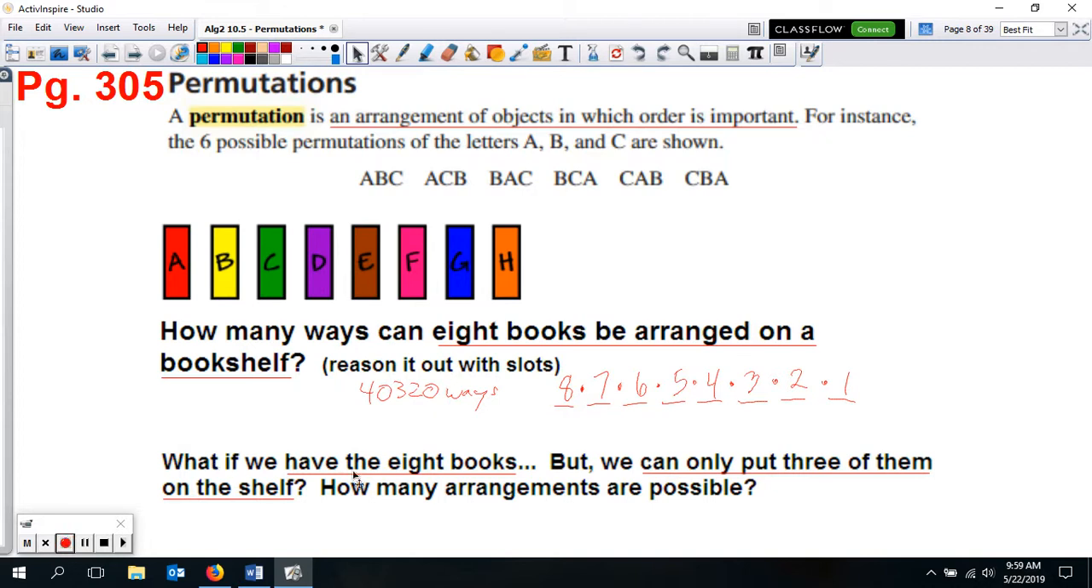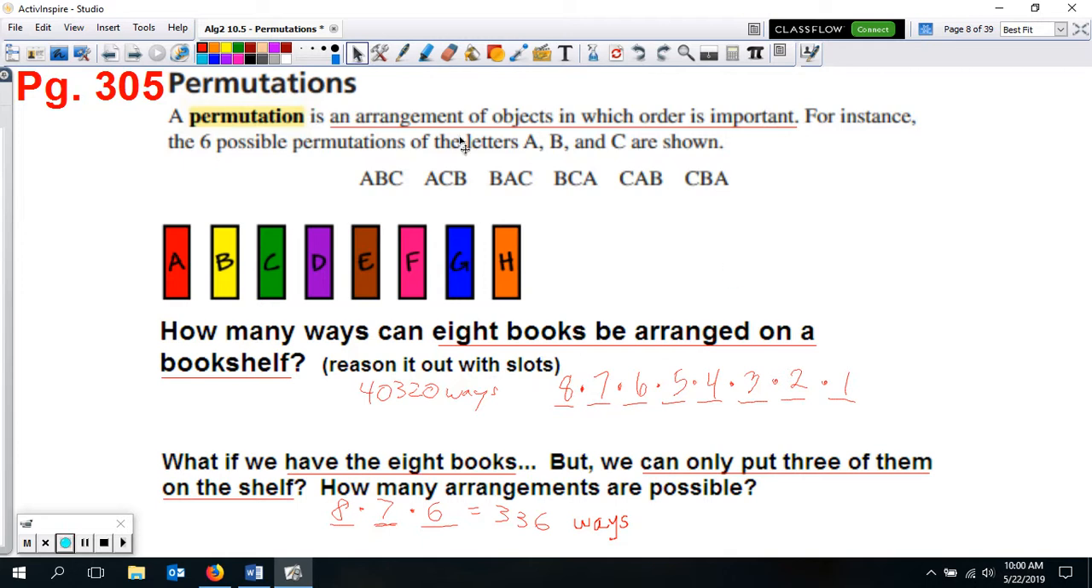Now this next one says, you have those 8 books, but you can only put 3 of them on the shelf. So you only have space for 3. So now what do we do? Well, now we only have 3 slots. We could do the same thing with the slots. Just put only 3 down. But we have 8 books to pick from. So that first slot has 8 books to pick from, so 8 possible ways. But now there's only 7 on the next one, so times 7. And the last one, there's only 6. So there's just 8 times 7 times 6. That's what we would multiply together, and that's 336 ways.